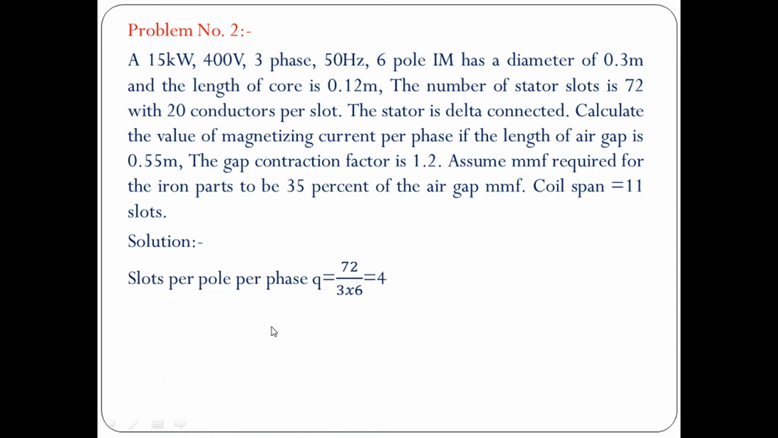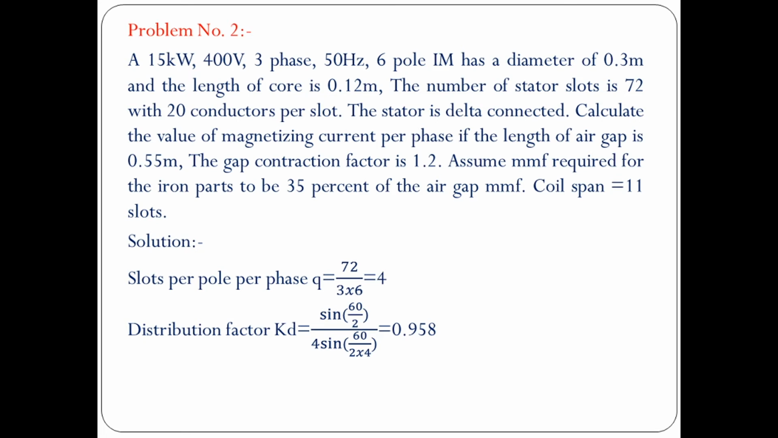So first we need to calculate the slots per pole per phase, that is Q value. Slots per pole per phase Q is equal to the number of stator slots, 72, divided by 3 phase into 6 pole. So you get slots per pole per phase as 4. We have the distribution factor in the induction motor, KD, which is equal to sine of 60 divided by 2, divided by 4 into sine of 60 divided by 2 into 4.